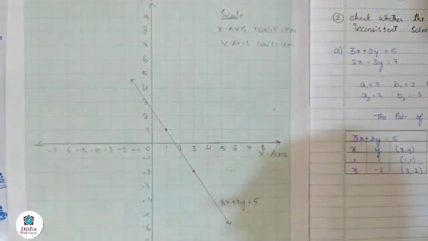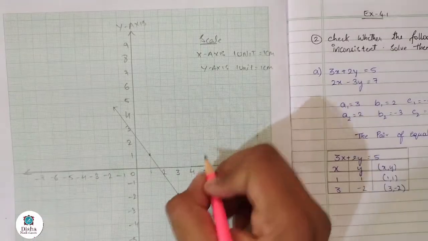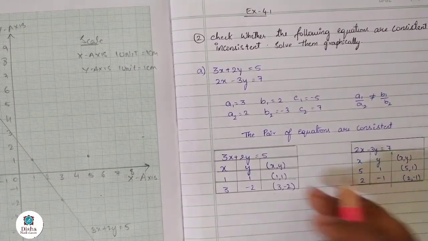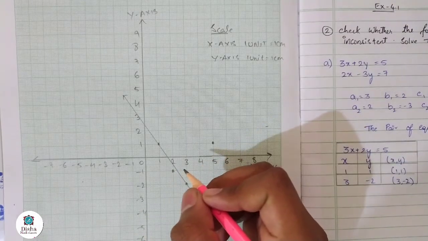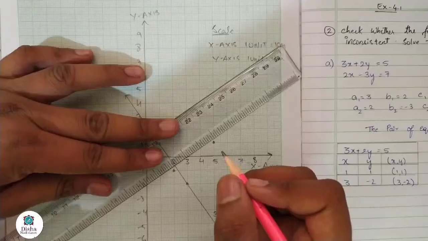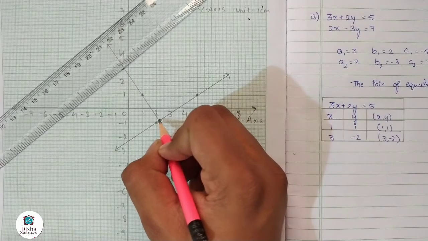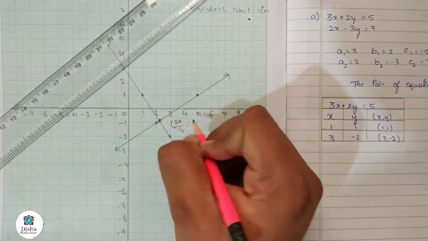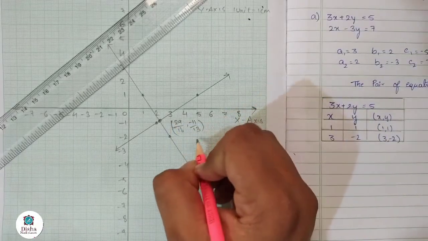So draw the arrows. Next we have 5 comma 1. So 5 comma 1, it is here. And another we have 2 comma minus 1. So here you can see, this is the intersecting point. We have drawn the lines. Here you get the intersecting point, that is 29 by 13 comma minus 11 by 13, right? 29 by 13, minus 11 by 13.